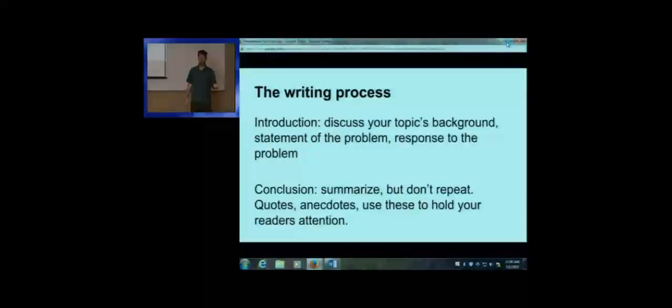On your conclusion, a lot of people that we've conditioned through our system of higher education will look at the conclusion and do it through this rote memorization process where you just summarize yourself. Don't do that. Don't repeat yourself. Conclusions are a unique moment where you can sum up what you've done and put an interesting spin on it. Quotes, anecdotes, use them to hold your reader's attention here. And also use your conclusion to say something interesting about the data you gathered. You did all this work, you might as well say something about it.